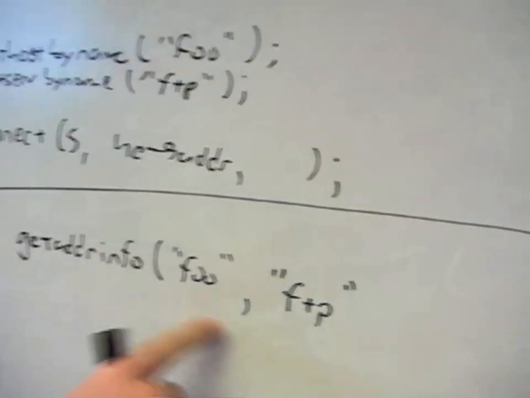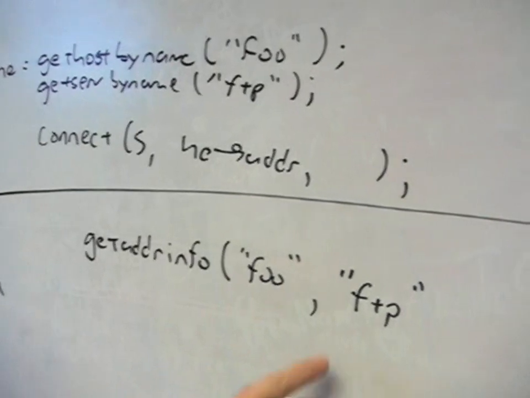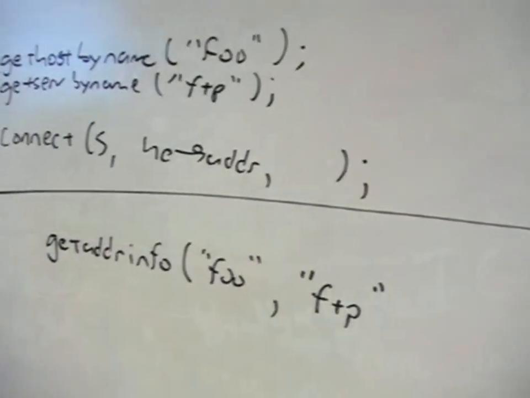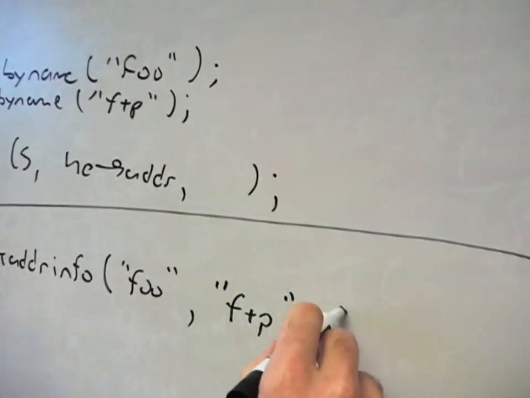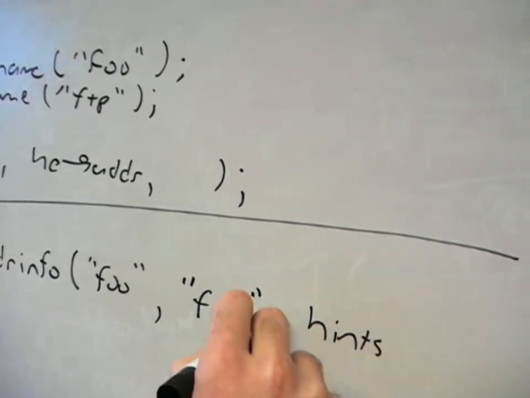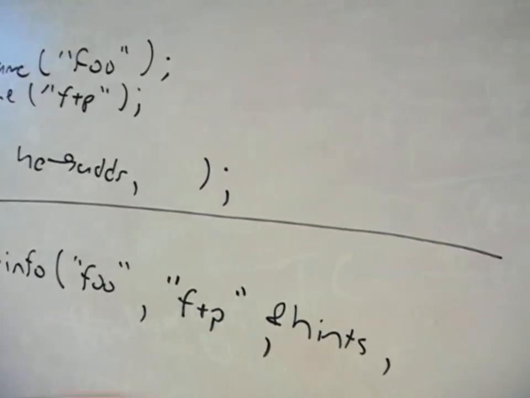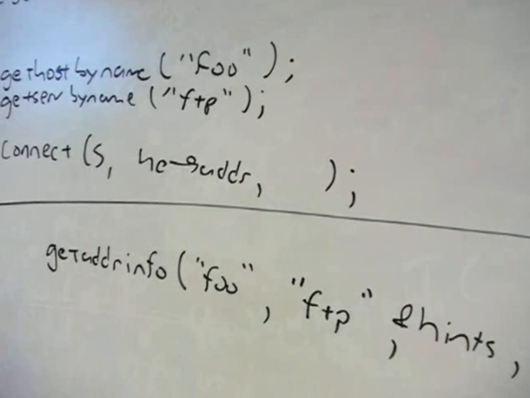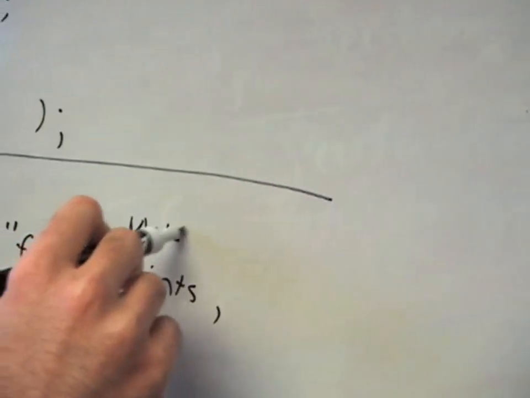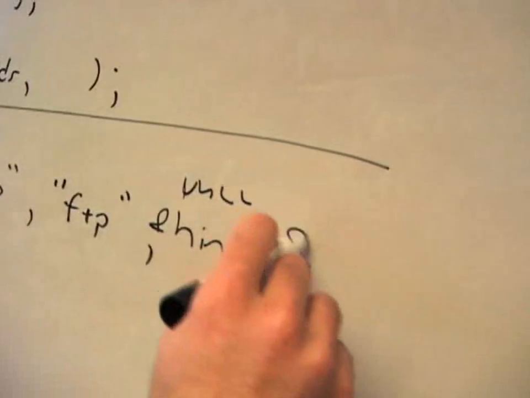So not only are you resolving foo, whatever foo resolves to, but it'll also look up FTP and give you the port for that. There are hints if you want to control how this name resolution works. But by default, you don't need any hints. If you want to be IP agnostic, you can just pass a null. Okay. And what that'll do is it'll mean that I want v4 and v6. I want to be IP agnostic. Return to me whatever addresses you've got. Okay. Then it returns to you a linked list.